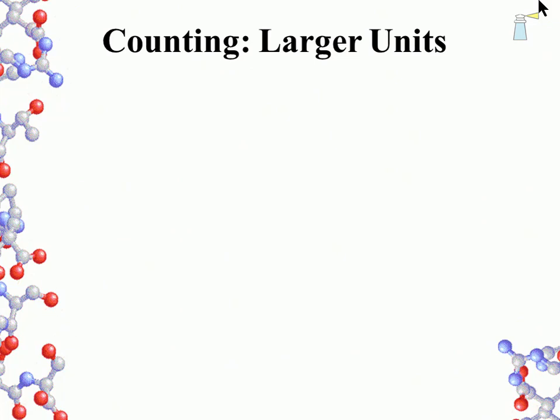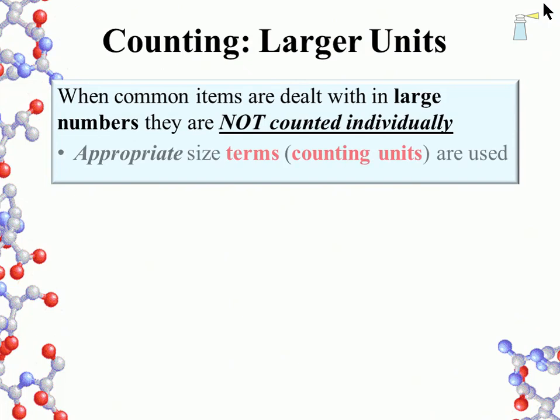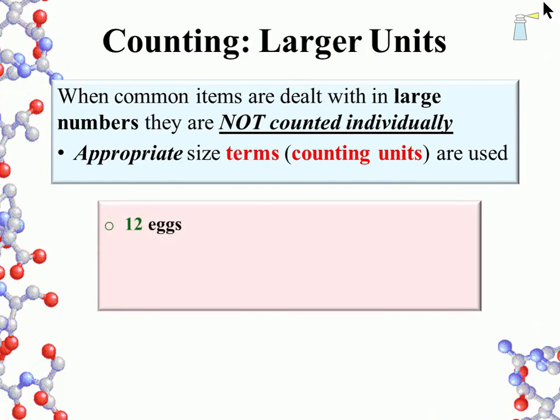Counting larger units. When common items are dealt with in large numbers, they are not counted individually. Appropriately sized terms, called counting units, are used for counting. For example, 12 eggs are generally counted as 1 dozen eggs. Dozen is a counting unit. Large numbers of eggs are counted in dozens.